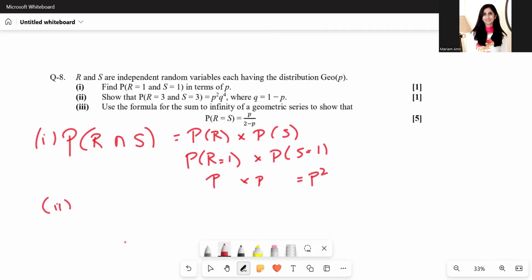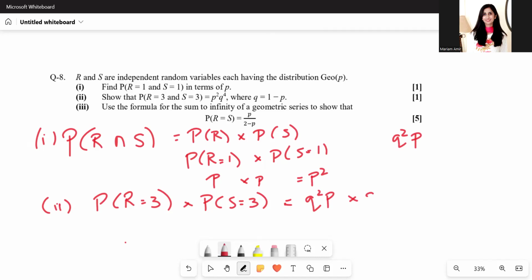Okay. In part two, we have to show the same for r is equal to 3 and s is equal to 3. So we're going to do probability r is equal to 3 times probability s is equal to 3. This means that the first success happens on the third attempt. So first two would be failures and then there would be a success. So failure is represented by q. So q squared p, and again for s, q squared p, which gives us q power 4 times p squared, I'm sorry. And that's what we were supposed to show. And also we know from before that q is 1 minus p.